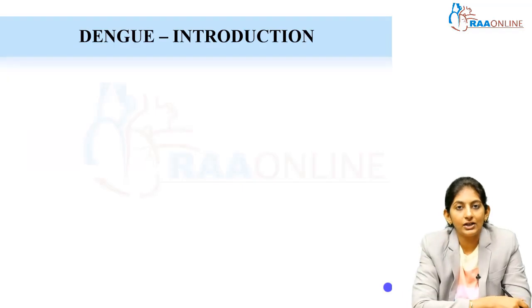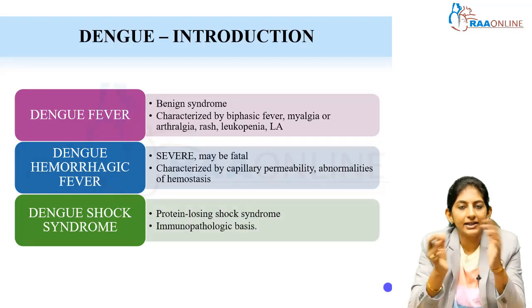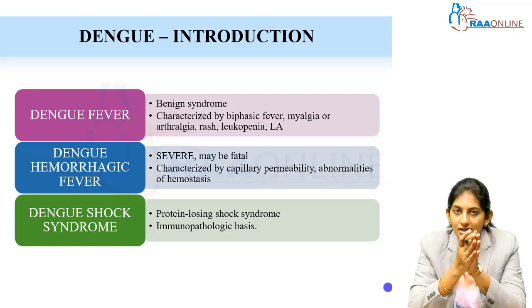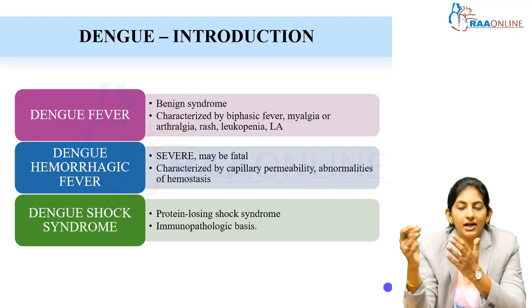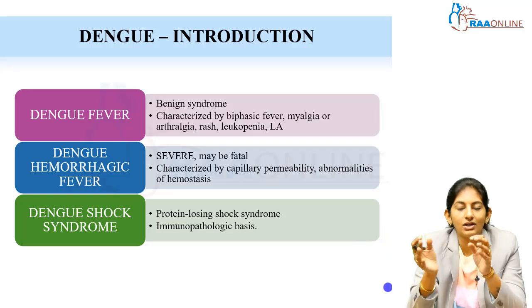Okay, so let's start with the introduction. We're all familiar with dengue fever and how we classify it. One is dengue fever, second is the more severe dengue hemorrhagic fever, and the most severe presentation of dengue, which is the dengue shock syndrome.